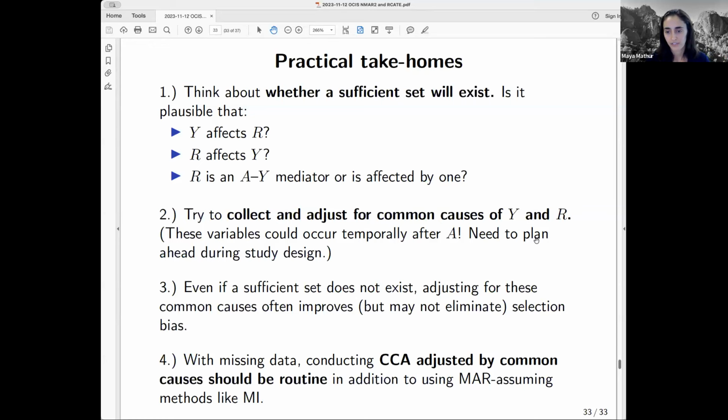Another finding from simulations that I think is kind of interesting in practice is that we did find that even when a sufficient set does not exist, adjusting for the set of common causes often improves the performance of the complete case analysis. So it reduces, but it may not eliminate selection bias. And last, as I said, in the setting of missing data, conducting a complete case analysis that is adjusted in a principled way makes sense to do routinely, I think, in addition to using missingness at random assuming methods like multiple imputation.